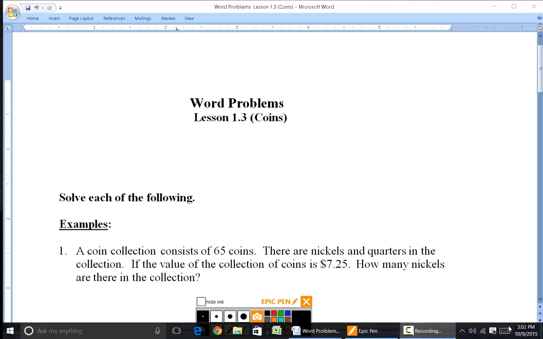It says a coin collection consists of 65 coins. There are nickels and quarters in the collection. If the value of the collection of coins is 7.25, how many nickels are there in the collection?